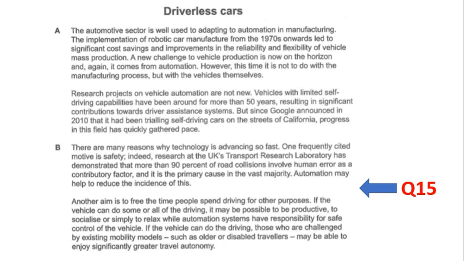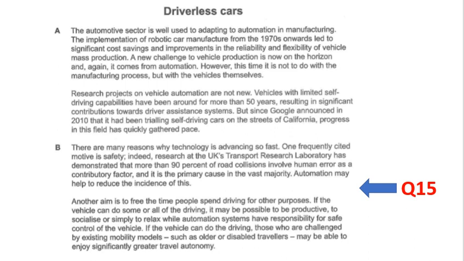There are many reasons why technology is advancing so fast. So they are telling that there are various reasons, the various causes for the improvements in technology. One frequently cited motive is safety. So the first advantage is safety. So they're talking about, indeed, research at the UK's Transport Research Laboratory has demonstrated that more than 90% of the road collisions, so collision means accidents, 90% of the road collisions involve human error as a contributing factor.